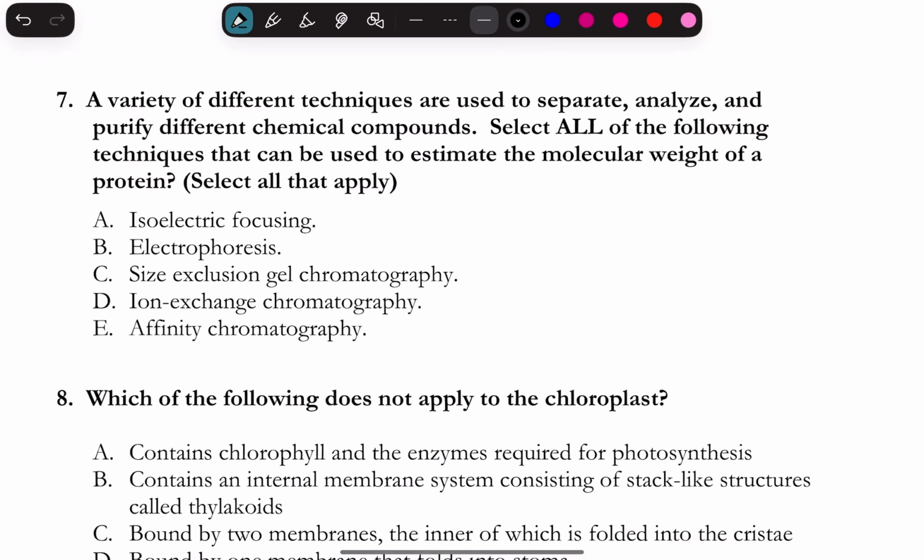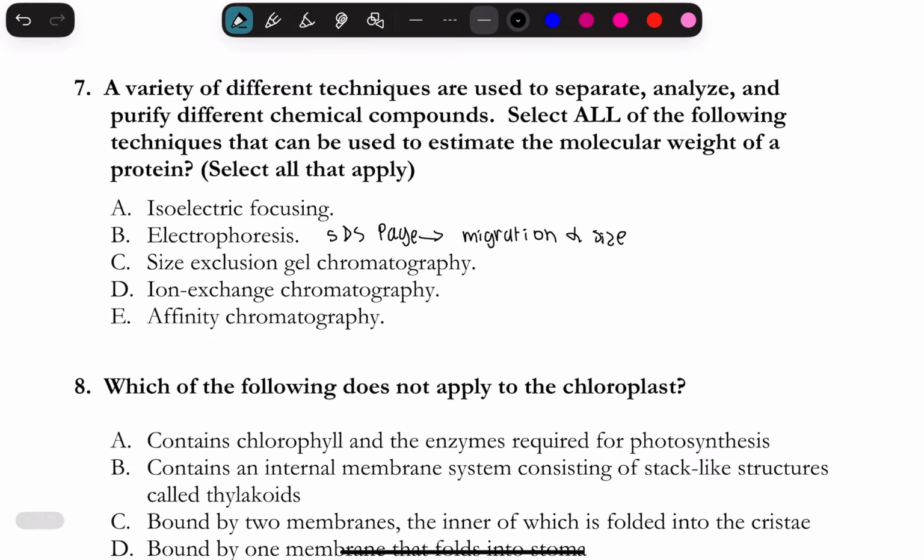Okay, so next question. A variety of different techniques are used to separate, analyze, and purify different chemical compounds. Select all of the following techniques that can be used to estimate the molecular weight of a protein. Electrophoresis, SDS-PAGE. When you have that, your migration is going to be proportional to the size. And size exclusion gel chromatography, the elution time is going to be proportional to the size.